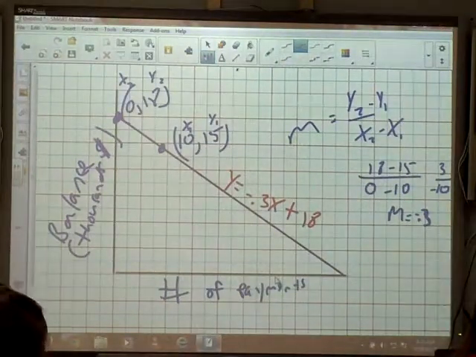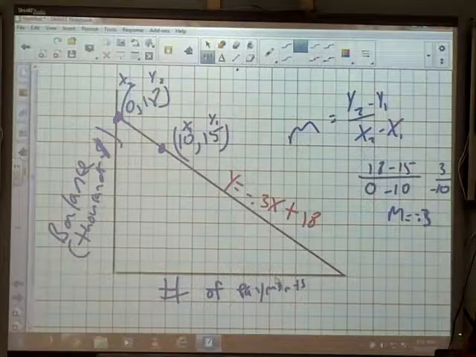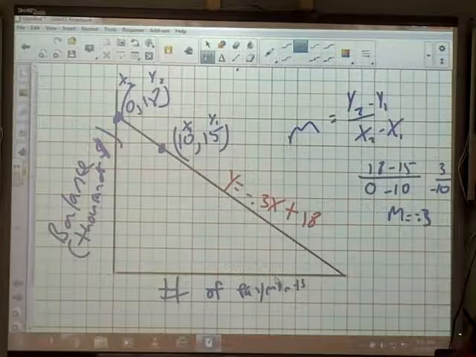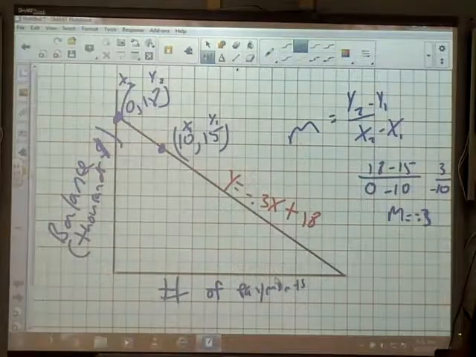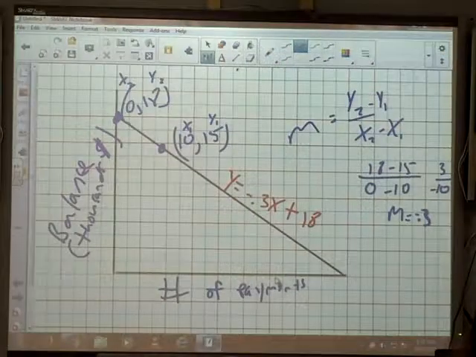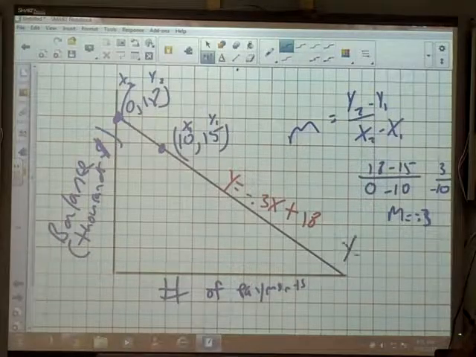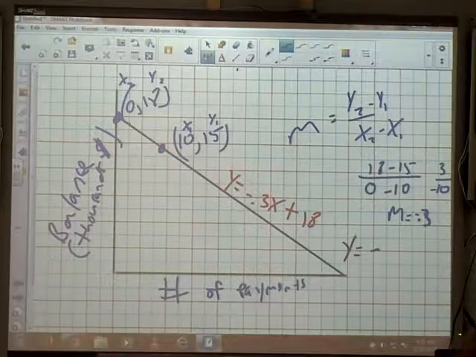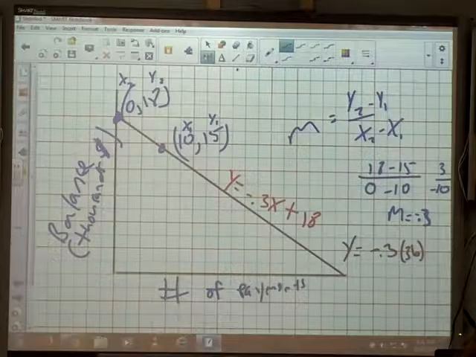Okay, let's see. I think you want to know after 36 payments, how much would we... It says, what's the remaining balance after 36 payments? So where's the 36 going to go on this one? Which one's my payments, X or Y? X, good. So this one's going to go in for the X. So we're going to say Y equals negative 0.3 times 36 plus 18.